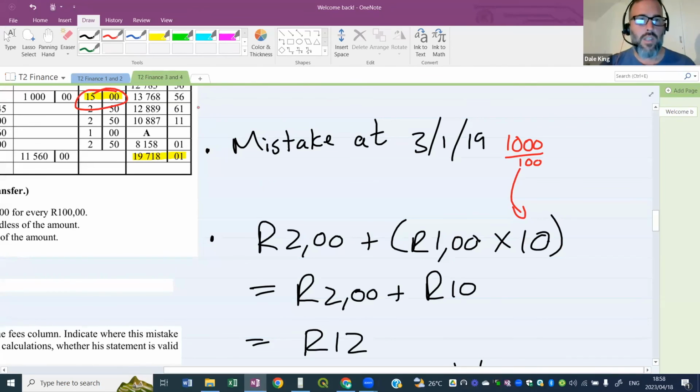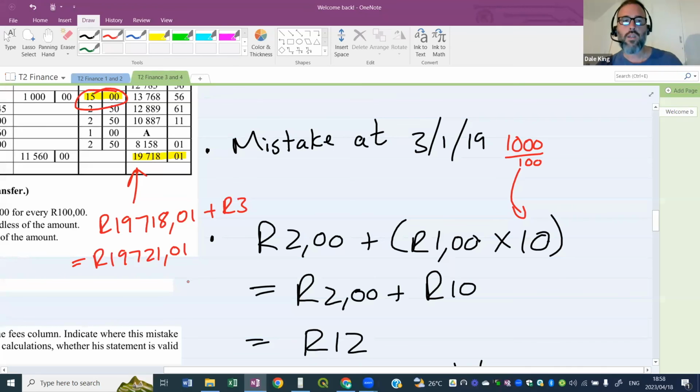So all these values underneath can increase by 3, all the way to the final one, which must increase by 3. So this 19,718 Rand and 1 cent, I'll do the calculation here quickly, needs to change by increasing by 3. It's just going to be 19,721 Rand and 1 cent. So that should be the new bank balance. So we've corrected it. We've given that person that 3 Rand back because the bank overcharged them in the fee.